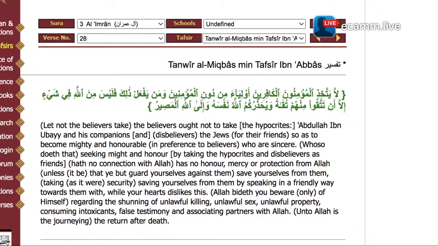Can you show us the hadith from Bukhari Muslim where Muhammad killed the family of Safiya? Oh, you insist, huh? Okay, that's fine, the hadith. Just for you. All right, let's show the hadith.